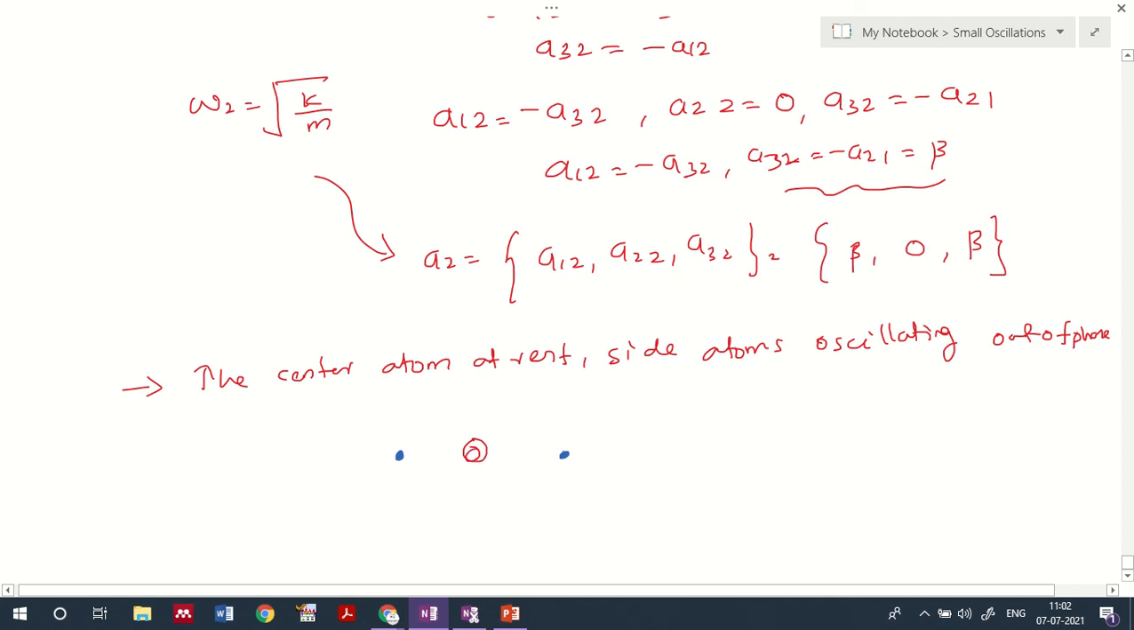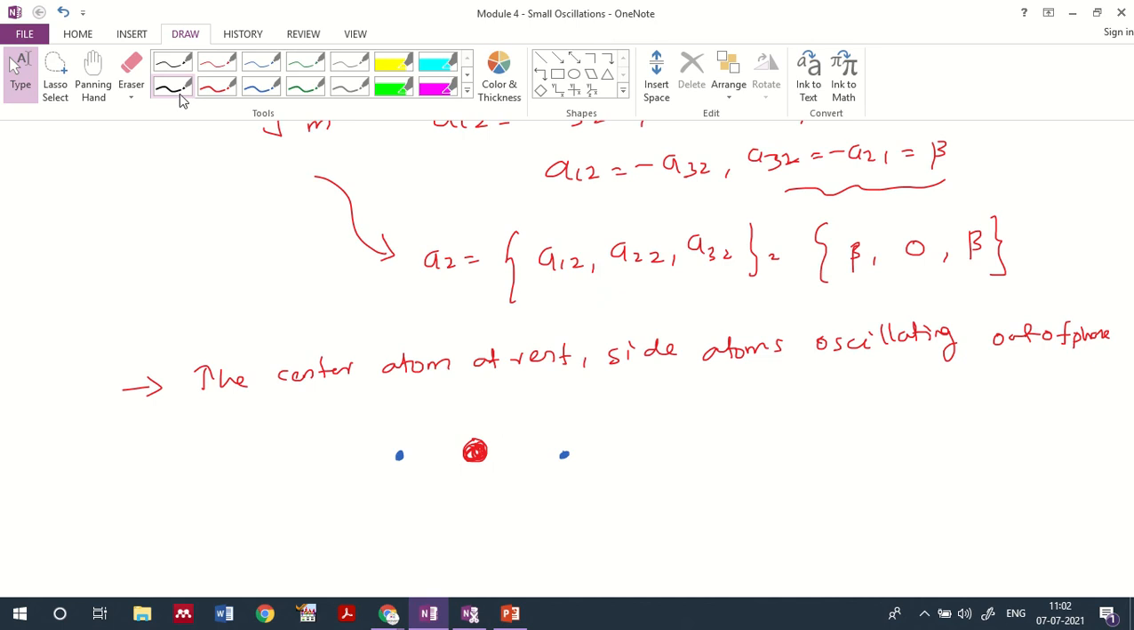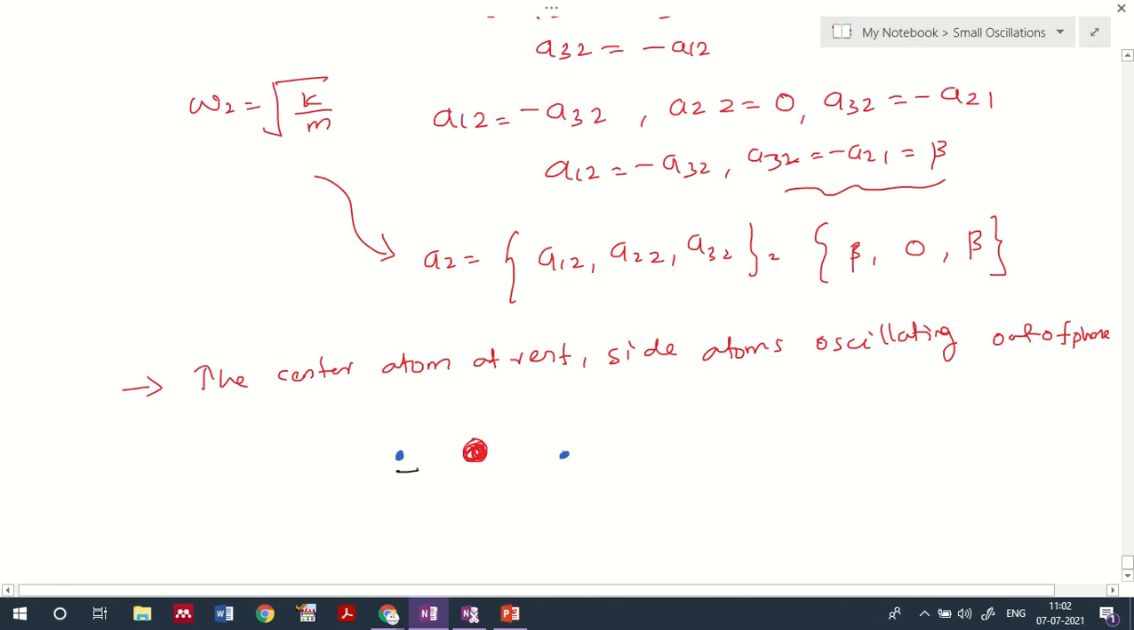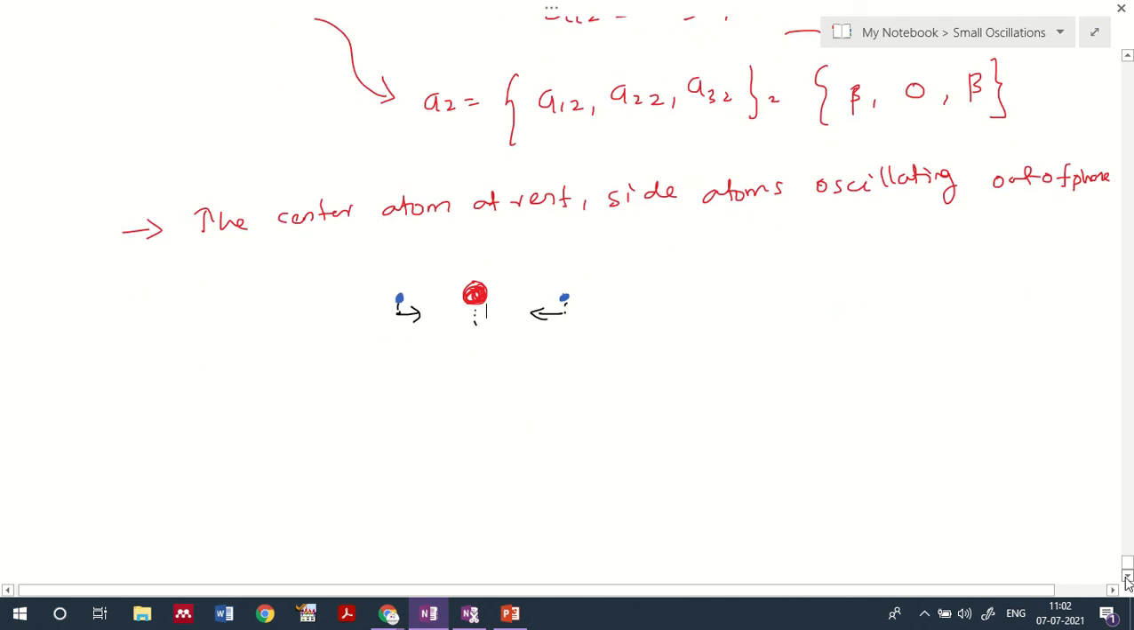So we'll have carbon dioxide like this. In this case, these two will be moving in opposite directions, whereas the central atom will be at rest. There is no movement associated with it. So that is the case of omega 2 equal to root k by m. If a triatomic molecule is vibrating with the frequency root k by m, the center atom will be at rest, and the side atoms will be oscillating out of phase, which we are able to identify in the second case.